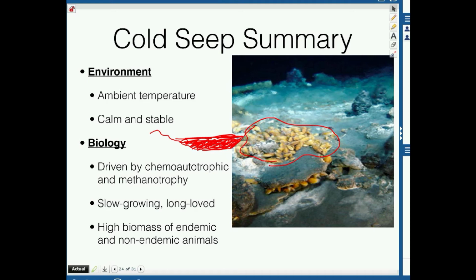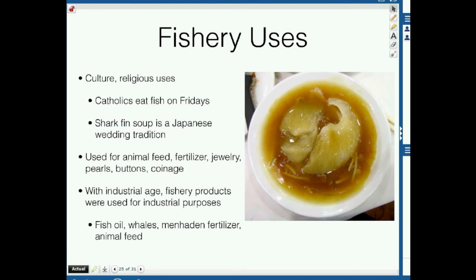Again, it's not driven by photosynthesis because it's so deep. These are slow growing, long-lived. And there's high biomass of endemic and non-endemic animals. But again, if you've got this oil well that comes in here and digs down, it's really going to upset that very calm, stable environment.